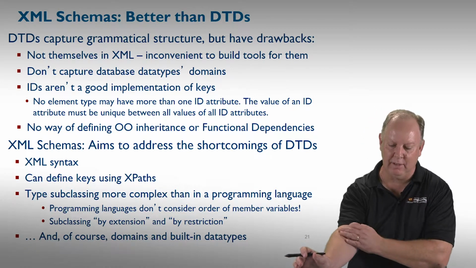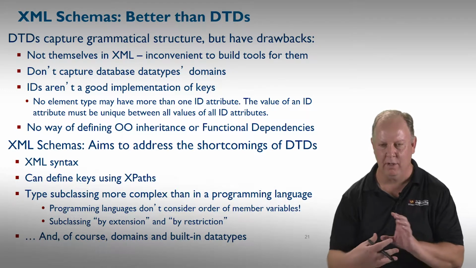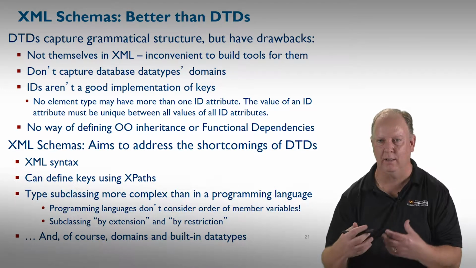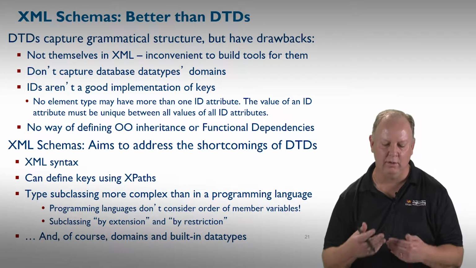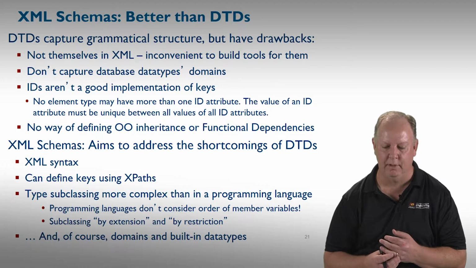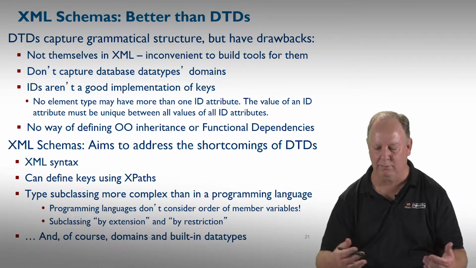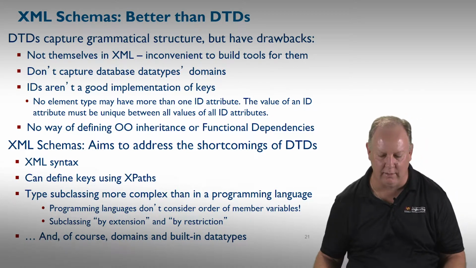It doesn't capture database data type domains, right? We have character data and parsed character data, but we don't have more restrictive types. We can't be very specific in our typing infrastructure. And when you can do type extension in something, it means that you can be very specific about the restrictions of types. You do this in programming. We'll see we can do that with XML schemas, but you can't do it in DTDs.